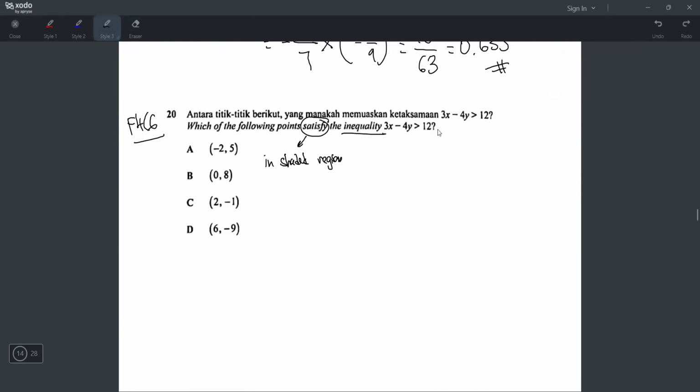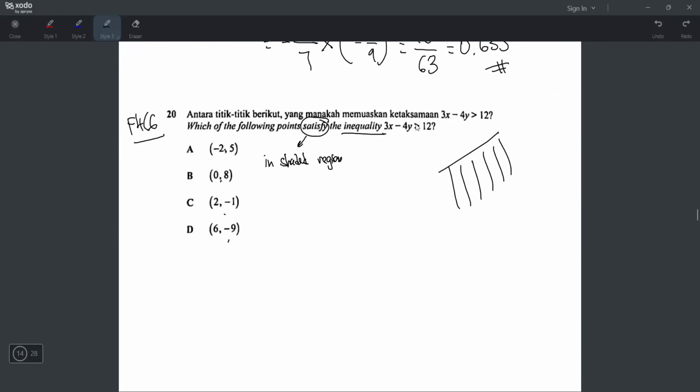So 3x minus 4y bigger than 12. First of all, how to know where the shaded region is? If I draw this line out, let me think. 3x when you move it becomes negative 3x, negative positive, so the gradient is positive. So the line should be something like this going up. And since the y is negative on this side, the symbol bigger will become smaller. So the shaded region will be below this line. Later you have to find out which of these points is below this line.